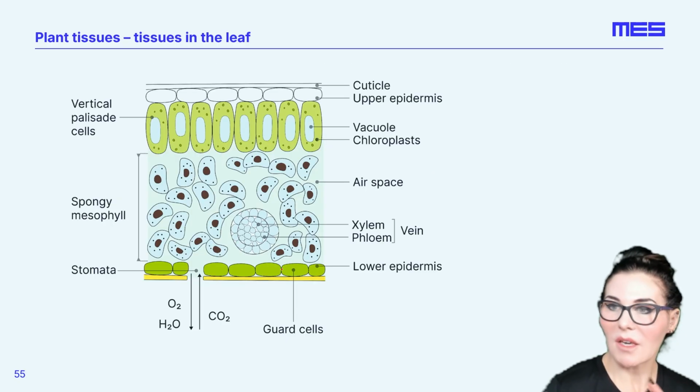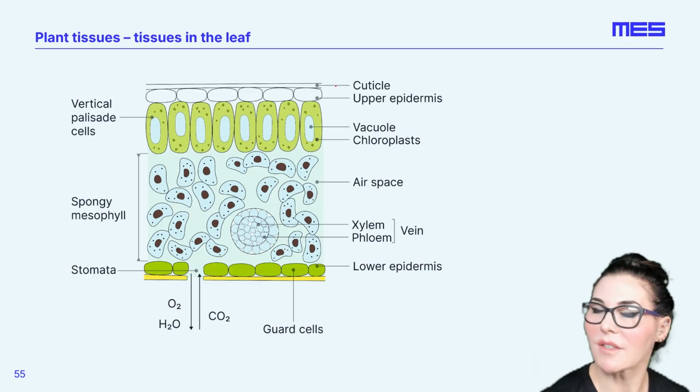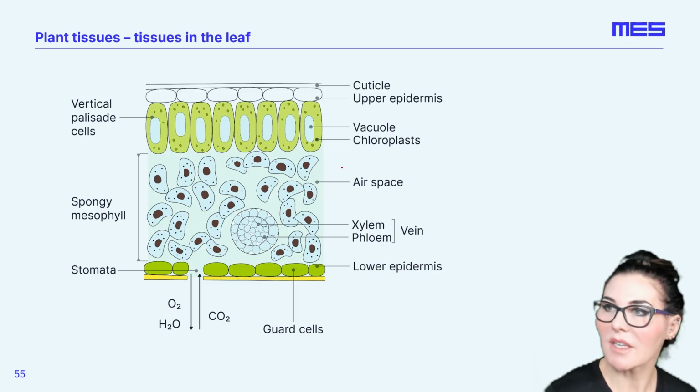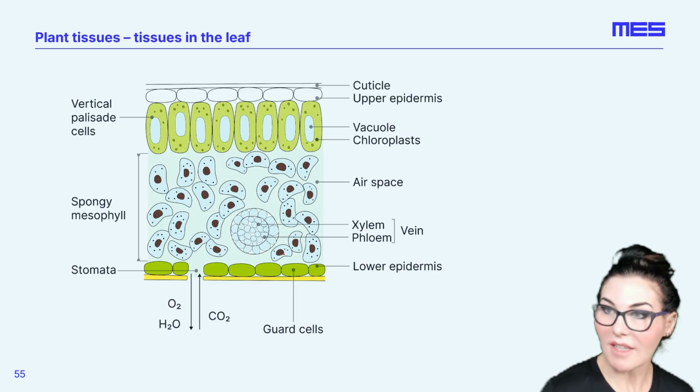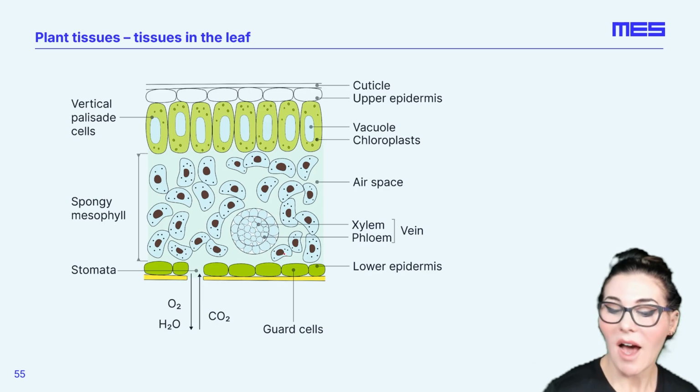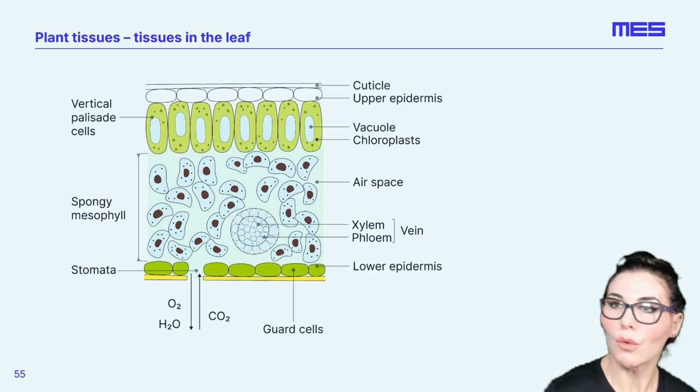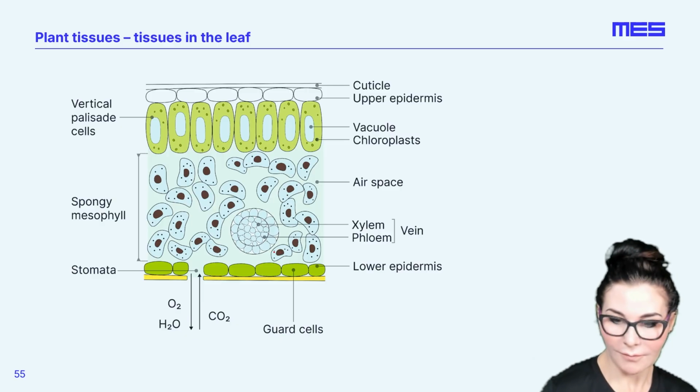So here we have the picture again, but just much bigger, so you can really see these different layers. It's really important in GCSE biology that you can identify these layers and label them, and then briefly describe their role in terms of photosynthesis and gas exchange.